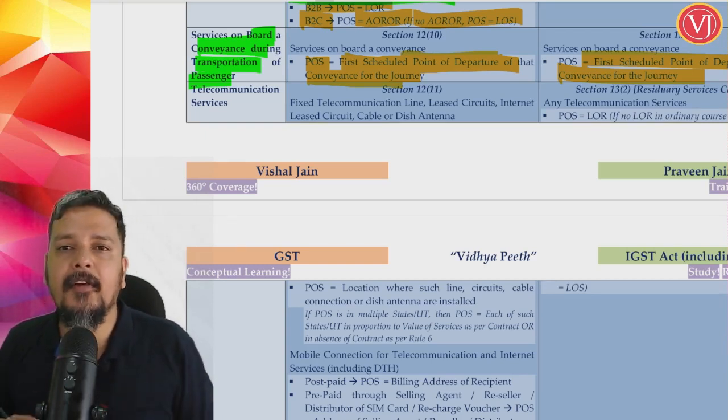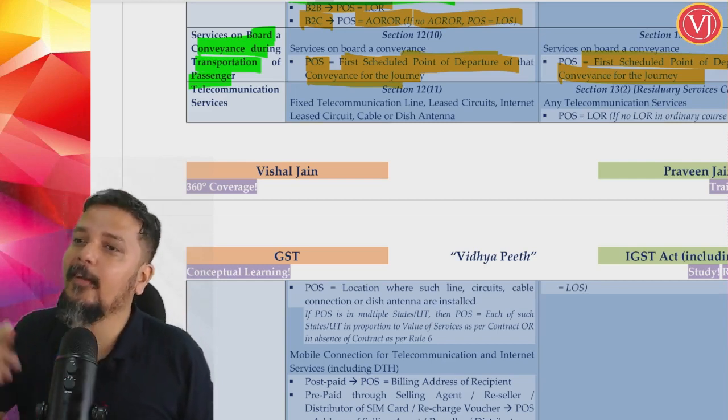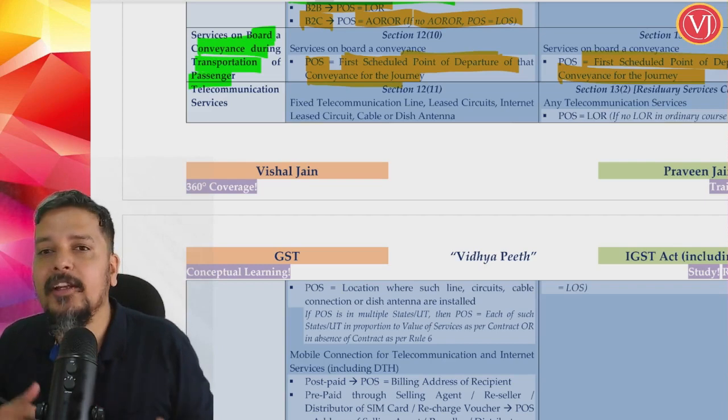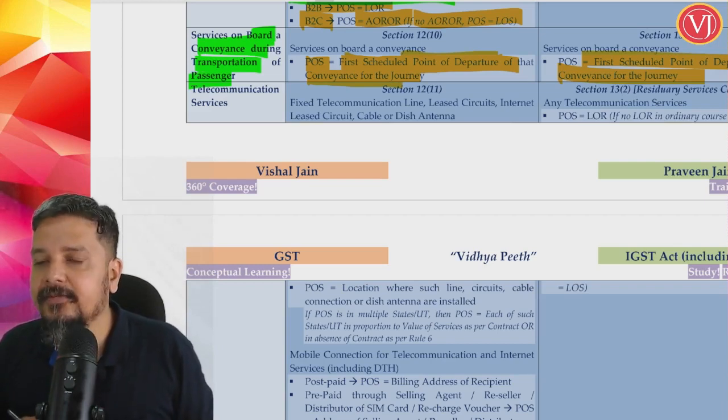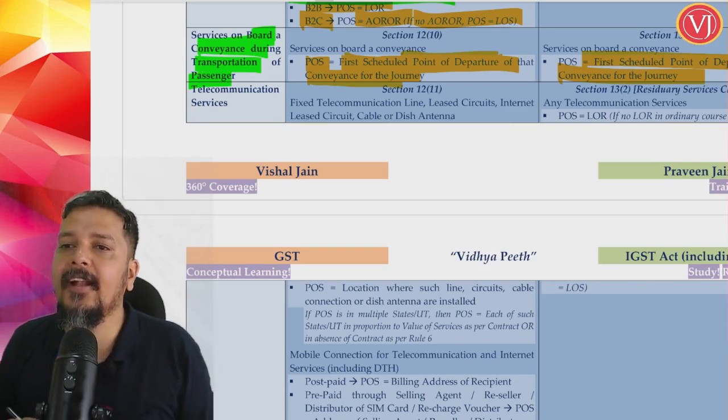What is the place of supply for them? Are they going to differentiate whether you are from India or from outside India? They are not in a position to differentiate. Then they'll go with what? The first scheduled point of departure of that conveyance.